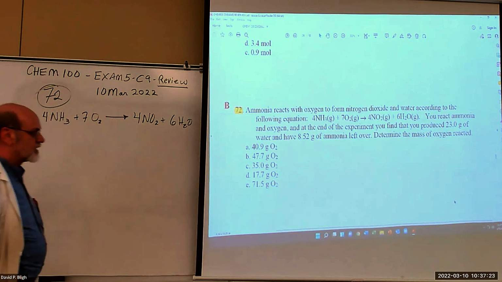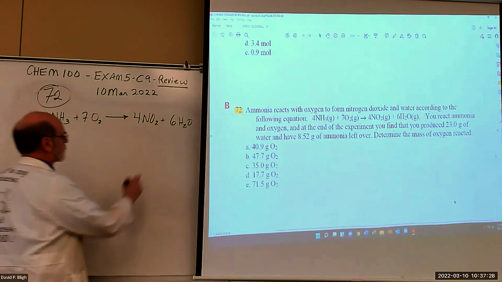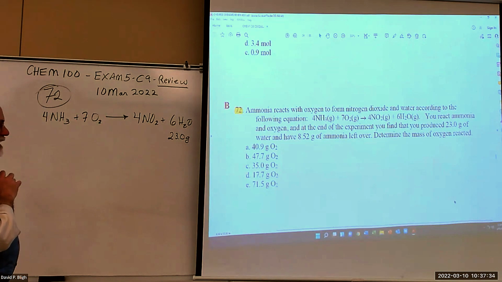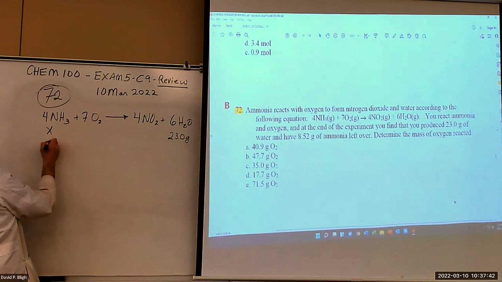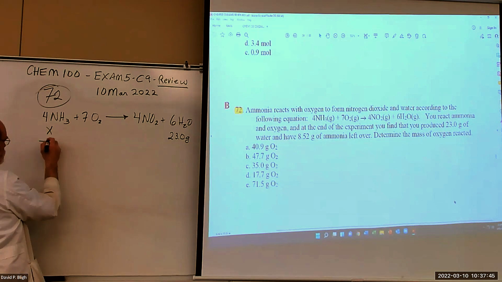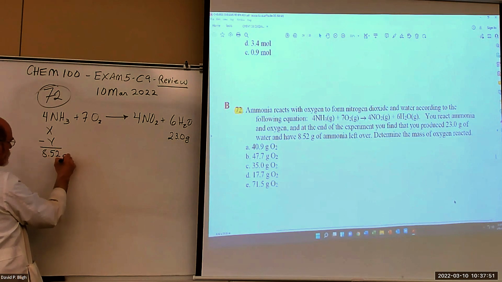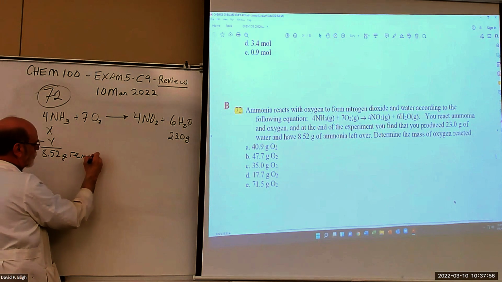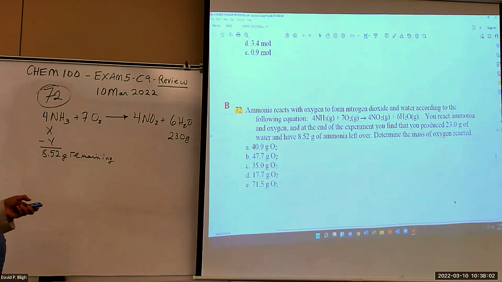Okay. What information are we given? At the end of the experiment, you have produced 23 grams of water, and have 8.52 grams of ammonia left over. So we have so much ammonia minus a certain amount yields 8.52 grams of ammonia left over. This is remaining. Determine the mass of oxygen reacted.